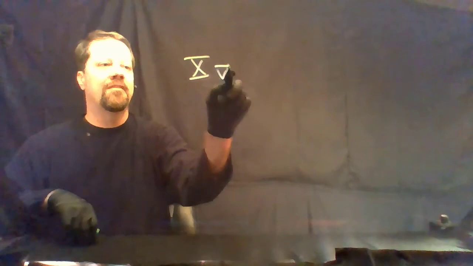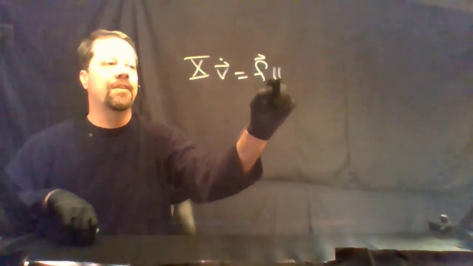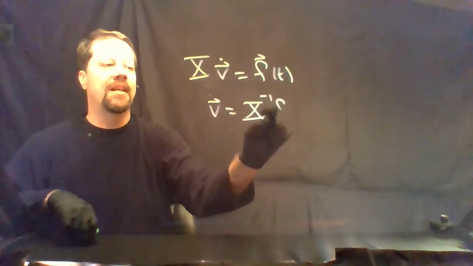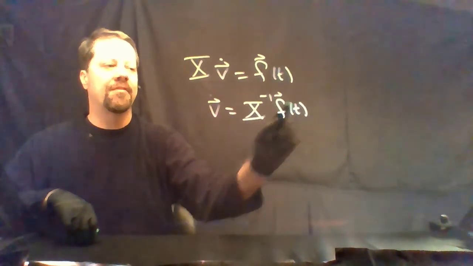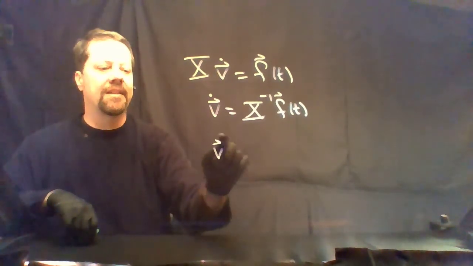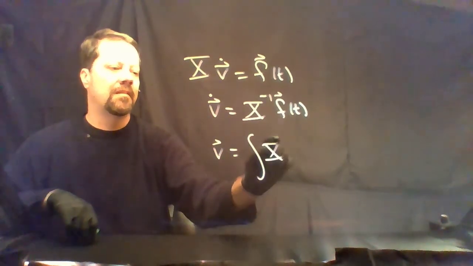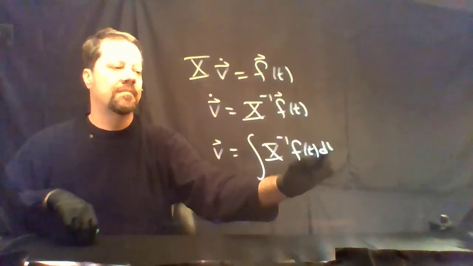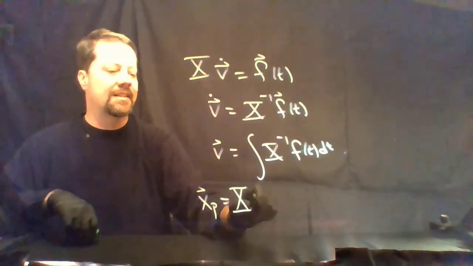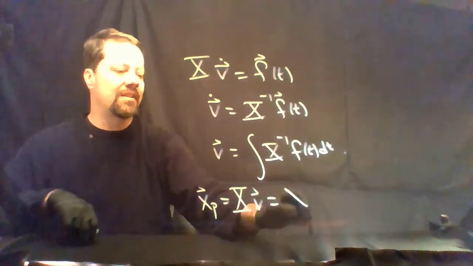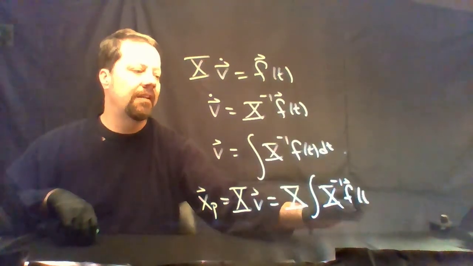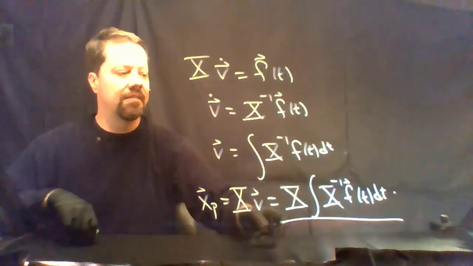Since xv dot must be the forcing function f of t, we deduce that v dot is x inverse times f of t. To get rid of the derivative here, we need to integrate. And then our solution xp, which we know to be the fundamental matrix x times v, is going to be x times the integral of x inverse f of t dt.